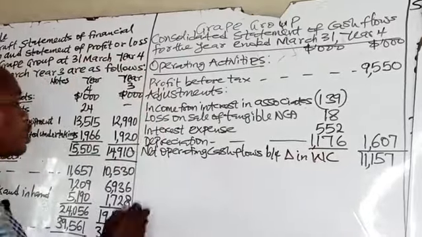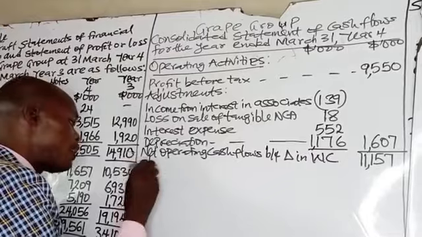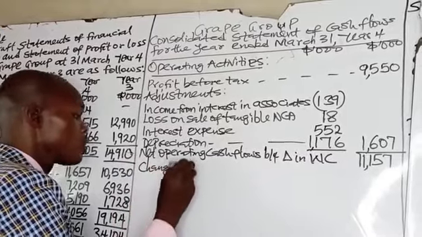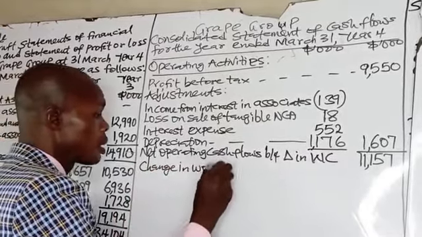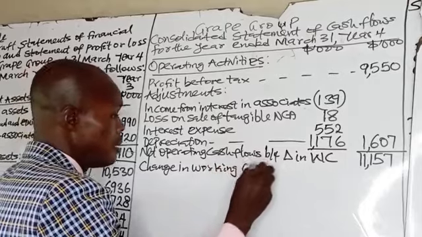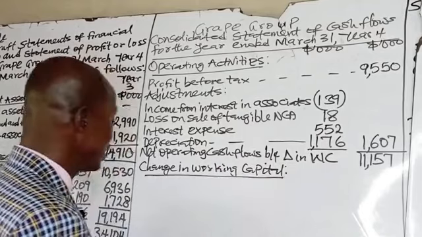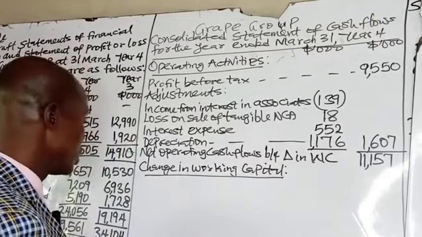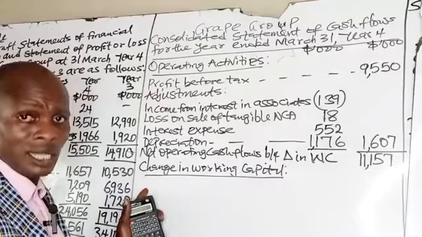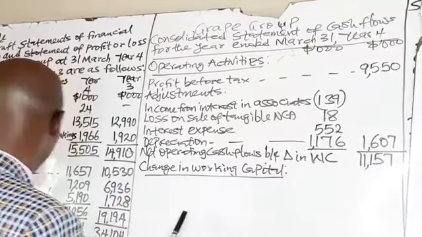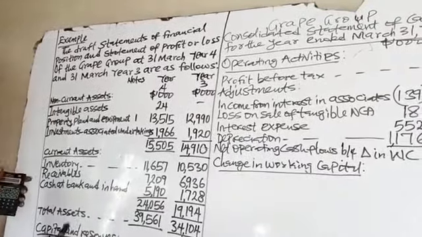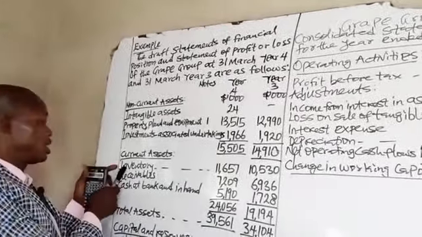The next item is to deal with change in working capital for the period. Remember, under working capital, you want to check the current assets with the current liabilities. So you may have an increase in asset, we say it is negative, minus. Now, let's go through the current assets. The first item we have in the current assets is inventory.